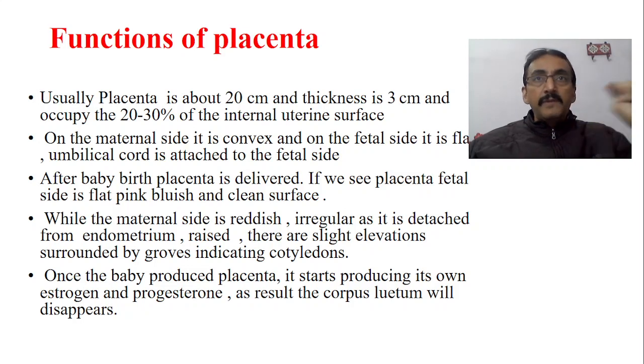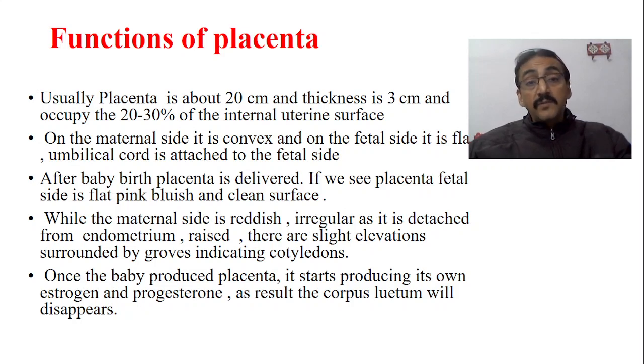Anyway, so we were discussing the formation of the placenta. The formation of the placenta is over. Today we will discuss the functions of the placenta. Usually the placenta is about 20 centimeters long, and its thickness is about 3 centimeters. It occupies about 20 to 30% of the internal uterine surface.